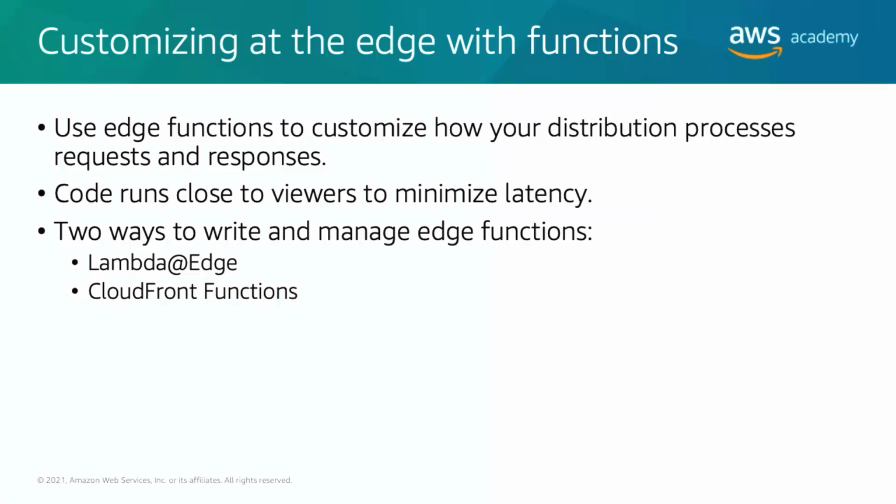CloudFront provides two ways to write and manage edge functions. The first is Lambda at Edge. This extension of AWS Lambda offers powerful and flexible computing for complex functions and full application logic closer to your viewers. It is also highly secure. Lambda at Edge functions run in a Node.js or Python runtime environment. You publish them to a single AWS region.